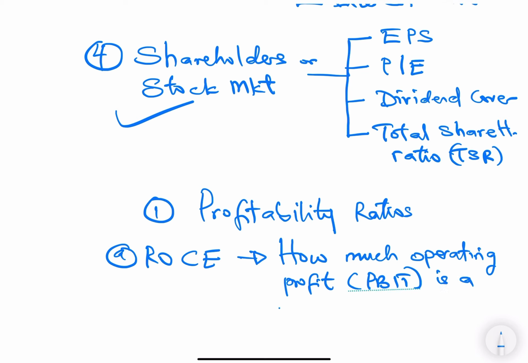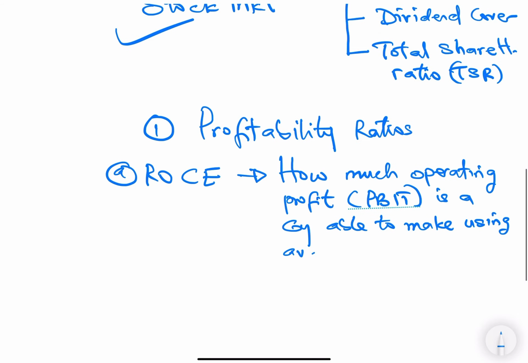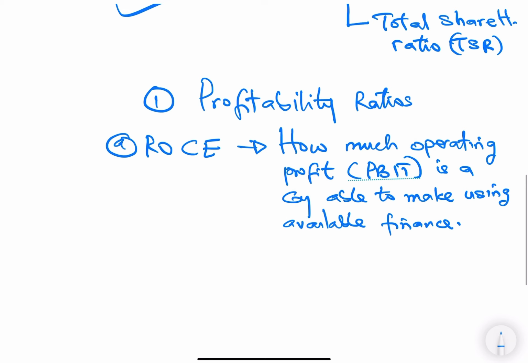How much operating profit is a company able to make using available finance? Available finance, remember, is your capital employed. And that is why the formula is profit before interest and tax over capital employed.